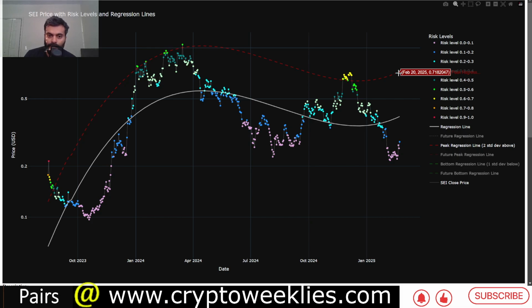Again, even if you miss the top by 5% with respect to the confidence level, you're essentially getting the trend or the maximum juice out of the moves using these kinds of estimations. Right now, the 2 standard deviation ceiling applied to the fair value, the price comes at around 72 cents.